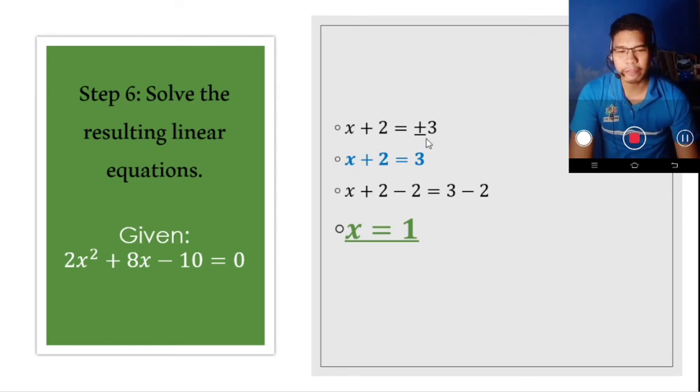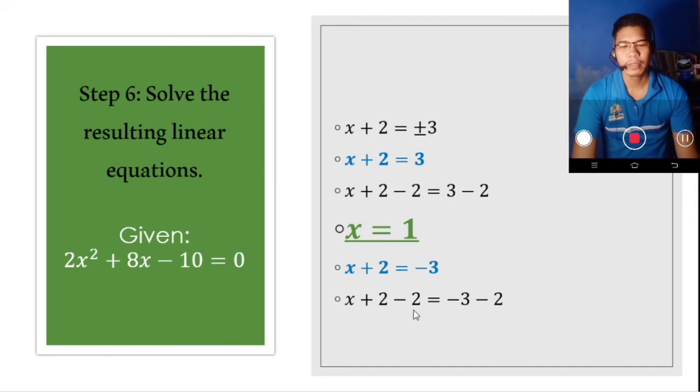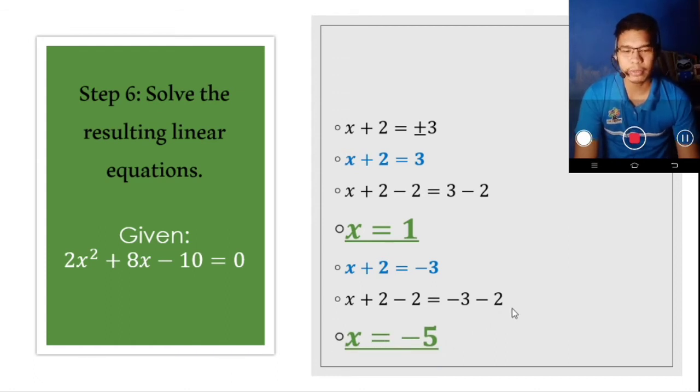Next, let us have now negative 3. So this is now x plus 2 equal to negative 3. Again, using the addition property of equality, we subtract 2 from both sides of the equation. So x plus 2 minus 2 equal to negative 3 minus 2. Or simply you transfer positive 2 to the other side. That will become negative 3 minus 2. So you simplify, that is x equal to negative 3 minus 2, which is negative 5. Therefore, the solutions of 2x squared plus 8x minus 10 equal to 0 are positive 1 and negative 5.